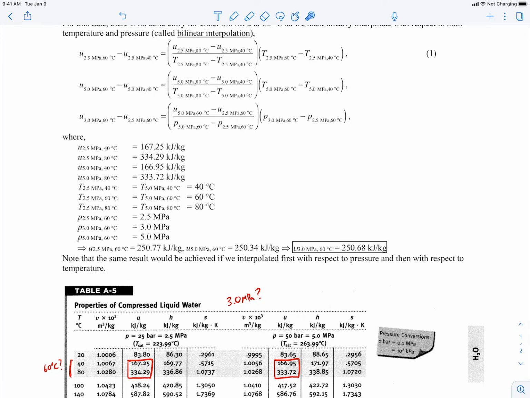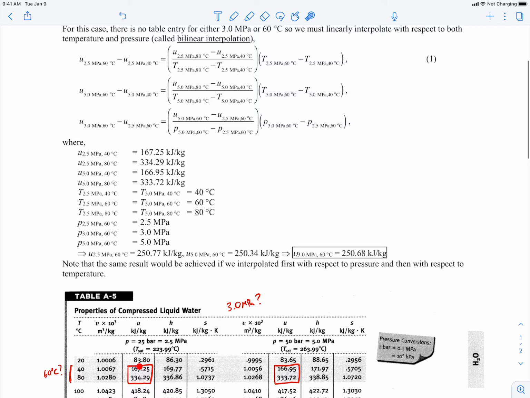The way we do that is we use linear interpolation on this table. Linear interpolation is basically just using the equation of a line that looks like this. In this case, our y values will be the specific internal energy. So the specific internal energy at 60 degrees C minus the specific internal energy at the lower value, which would be 40 degrees C. You can see that right here. This is our lower value.